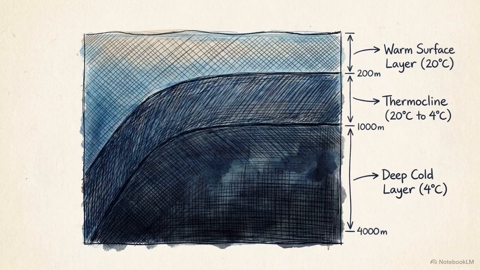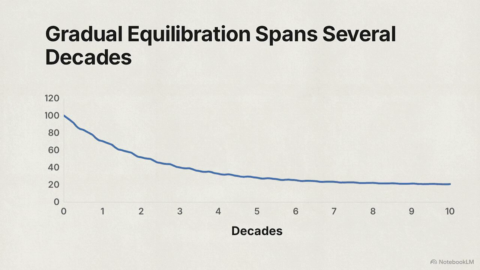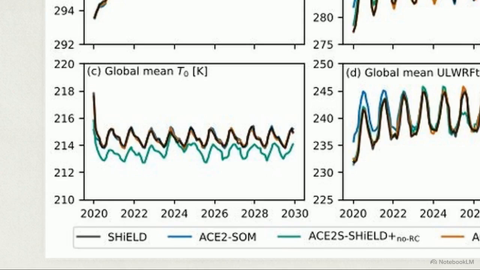Physically, the atmosphere and ocean take time to adjust to such a massive shock. The expected response is a gradual, transient equilibration spanning decades as the system absorbs the new radiative forcing. This chart tracks global mean stratospheric temperature. The black line represents the physics-based target model, SHIELD. The blue line is the previous emulator, ACE2 SOM.